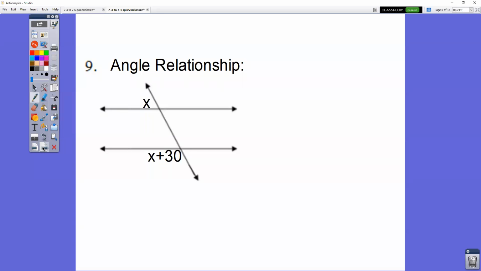If you're having a hard time starting this one, let me help you start it. First of all, are they alternate interior? No, they're on the outside. Are they vertical? No, they don't form an X. Are they corresponding? No, they're not in the same place. Upper left, bottom left. So therefore, that leaves supplementary. Well, I know for sure that they are supplementary because notice that you have one acute angle and one obtuse angle. Anytime that you have one acute and one obtuse, they have to be supplementary angles.